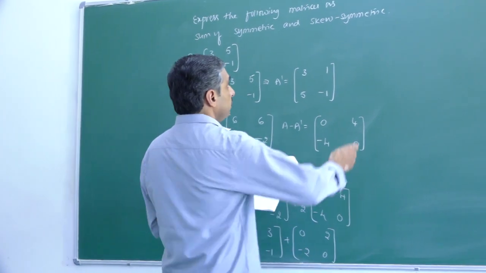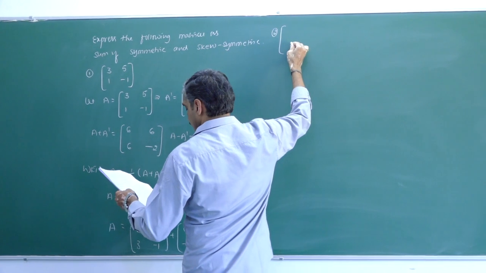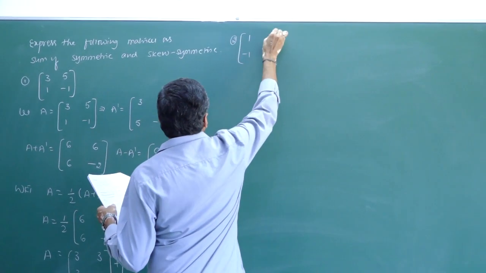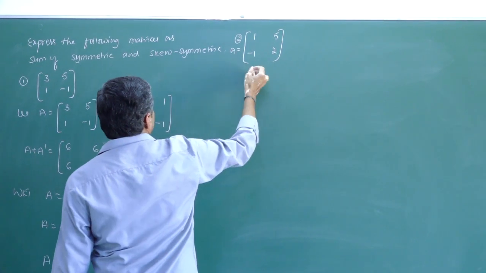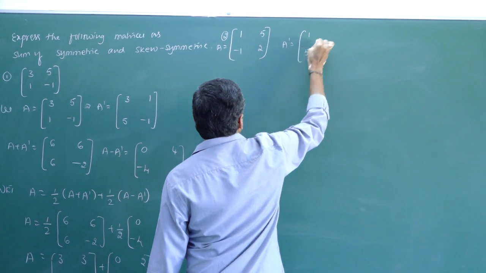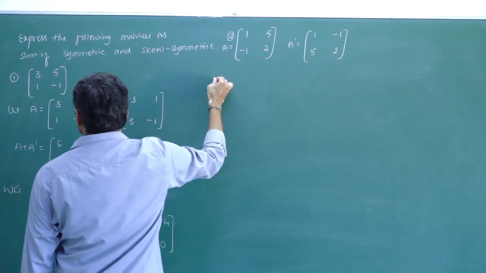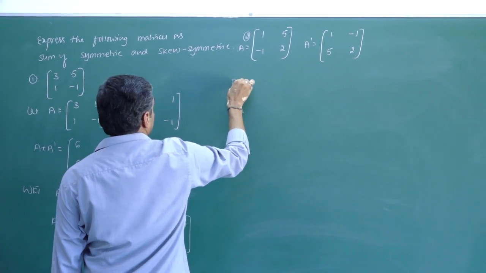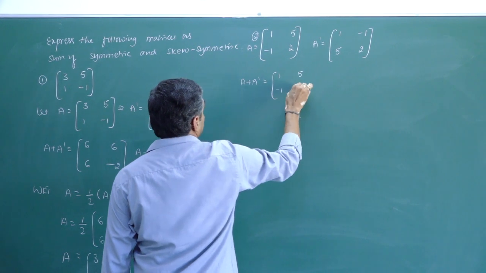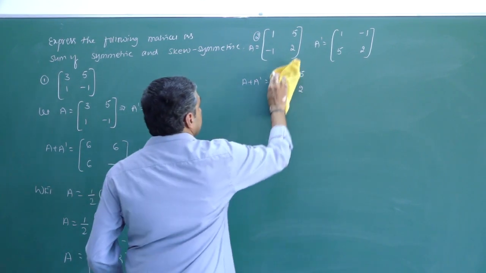Okay. I'll go on to one more problem on this, right? So that is the second one. 1, 5, -1, 2. Let us take this matrix A, right? Now what about A transpose here? A transpose is 1, 5, -1, 2. So now A plus A transpose. Can I write it directly for this? Yes, it is.